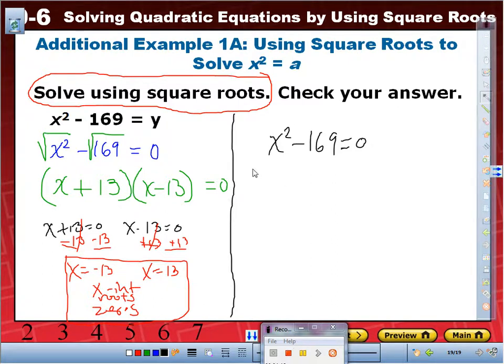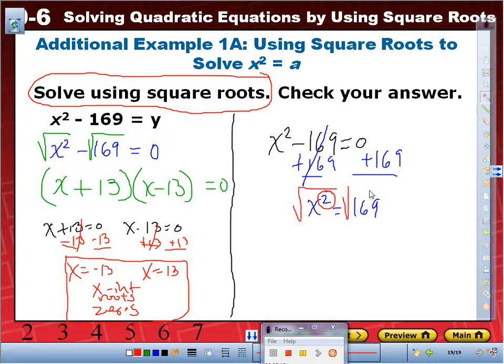Okay, you're just paying attention. To solve this, we're going to use inverse operations. So, what do I need to do to leave x by itself? Plus 169, plus 169 to each side. We're left with x squared equals 169. What cancels this squared? Square root, square root. Notice that I'm doing inverse operations. Is that correct? This cancels this. x equals plus or minus the square root of 169. Copy that, please.